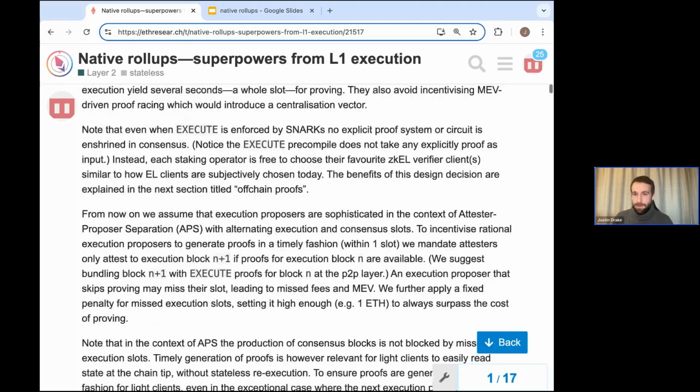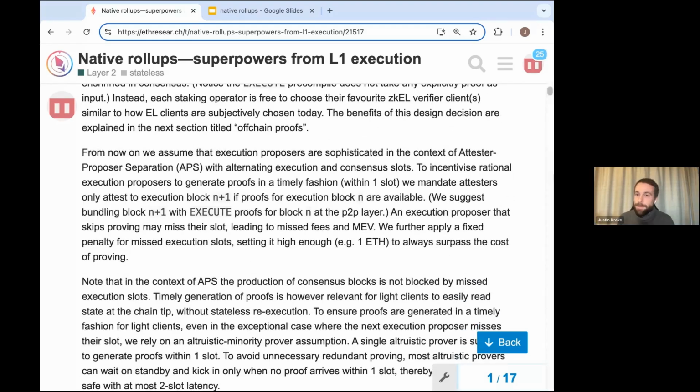Let me see if we have any questions so far. Can you please give an example of what is a non-native rollup?